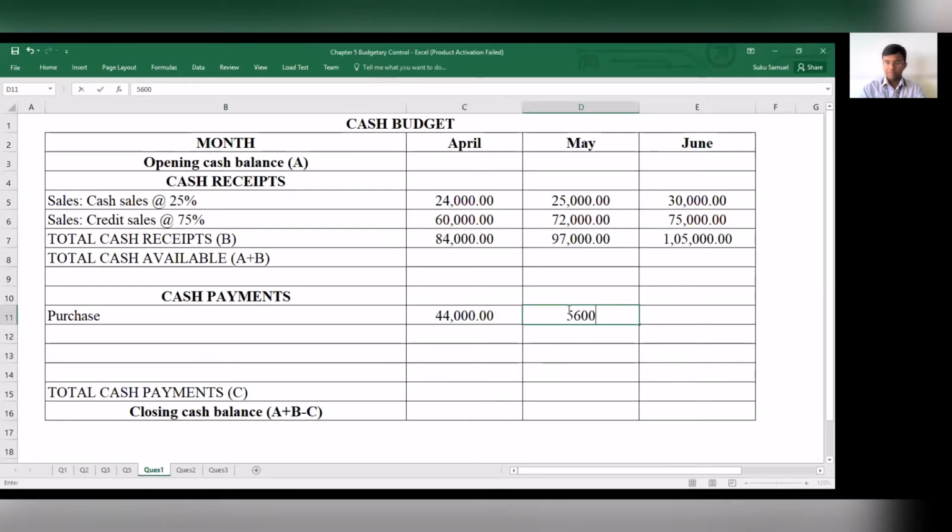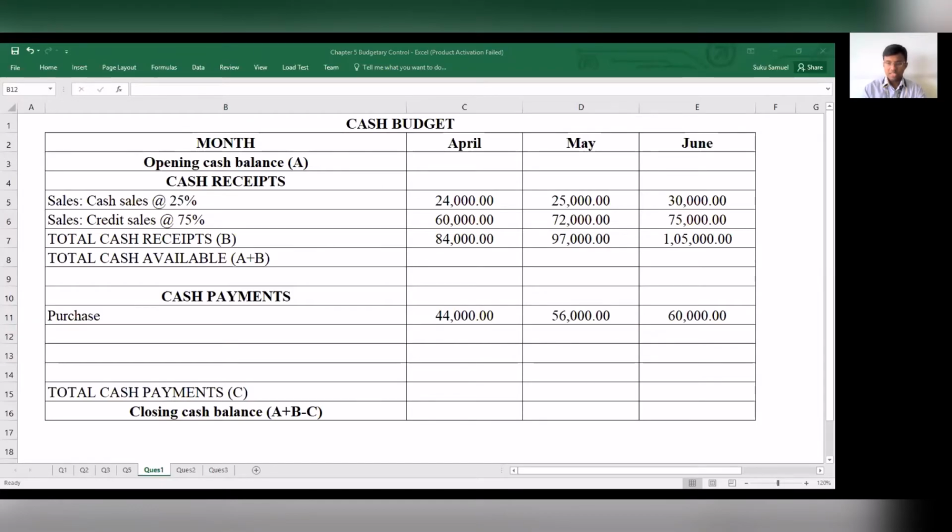Similarly, in the month of May, you would be settling the purchase for the month of March. Month of March, your purchase was 56,000. And likewise, in June, you will be settling the payment for the month of April, and that is 60,000. So that has been completed. Now, what else is pending?